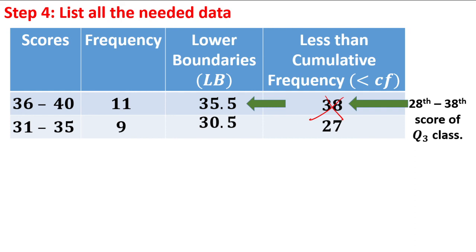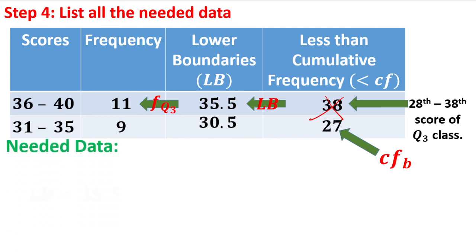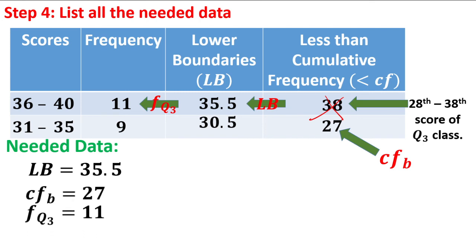Okay? Next, 35.5 is the lower boundary. 11 is the frequency of the third quartile class. Okay? And 27 is the cumulative frequency before the third quartile class. Next, again, lower boundary is 35.5. Cumulative frequency is 27. Frequency is 11. I is 5. Kn over 4 is 37.5.